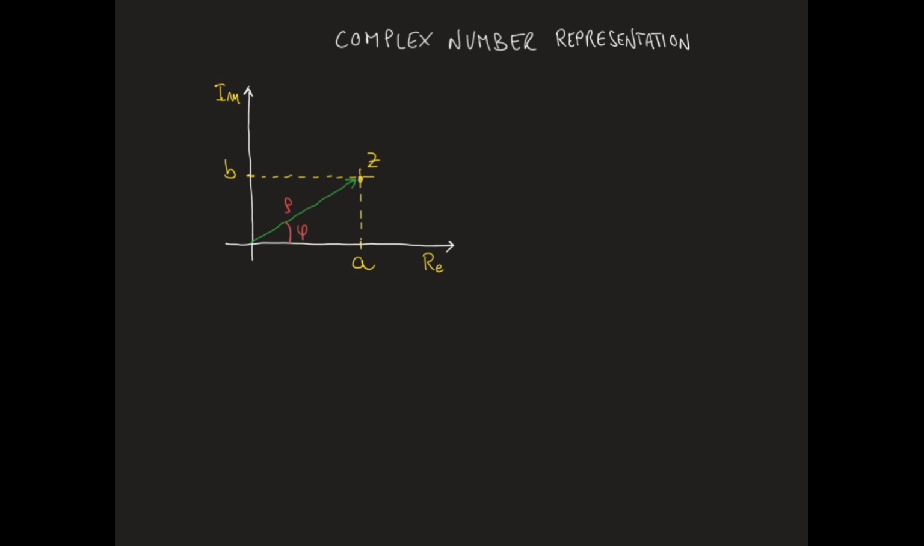First of all, let us find out how we can transform a Cartesian representation of a complex number into a polar representation and a polar representation into a Cartesian one. Let us start with the transformation from the Cartesian into the polar form. So let's assume we have a complex number z written in Cartesian form. So z is equal to a plus jb, with a and b real numbers.